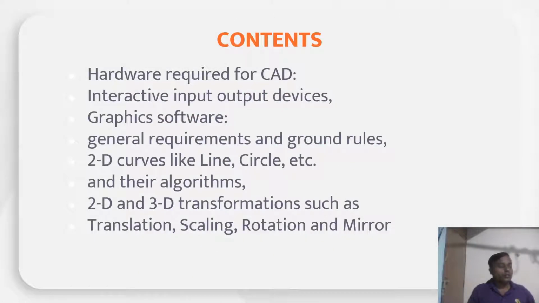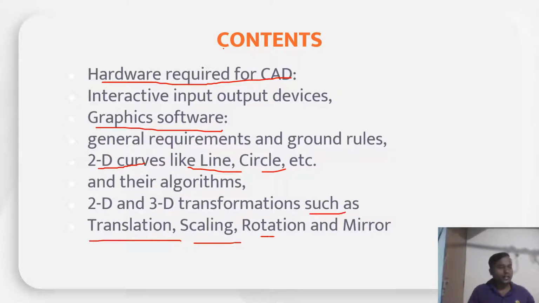First of all, what is the content in the first unit? We can see the hardware requirement for the CAD, interactive input-output devices, then graphics software, what are the general requirement and ground rules, then 2D curves like lines, circle, etc. and their algorithm, and 2D and 3D transformation such as translation, scaling, rotation and mirror. These are the content of the first unit. Okay.